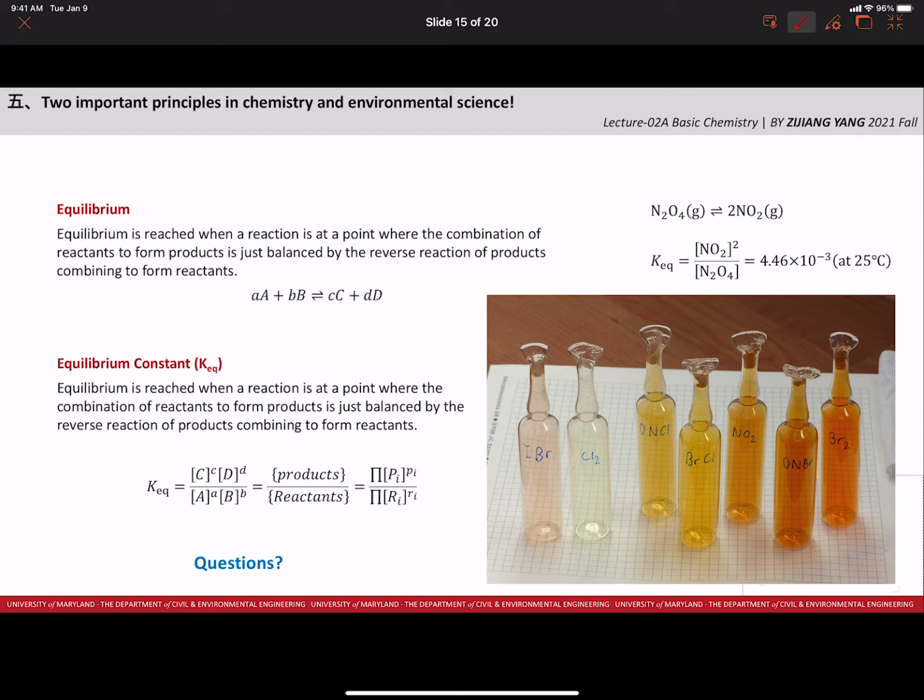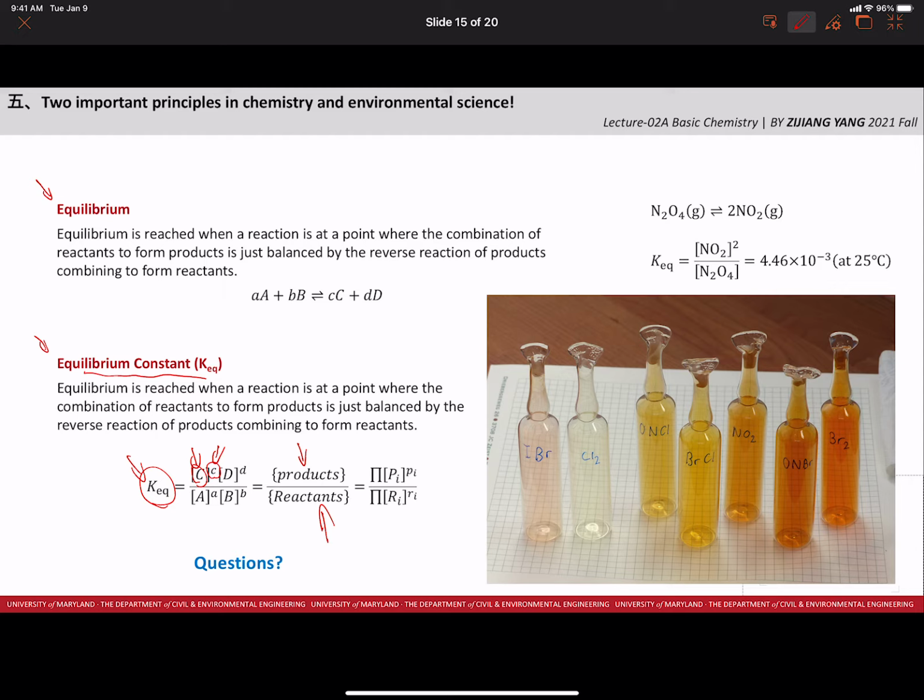Then for more about equilibrium, we use the equilibrium constant to describe the equilibrium. The equilibrium constant is defined as this. Basically, it is the product over the reactant. This is the concentration of the product, and this is the coefficient in front of it, as the exponent. Then we put them together and find the product.